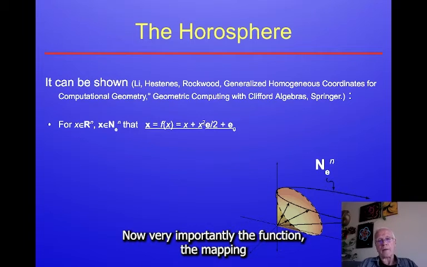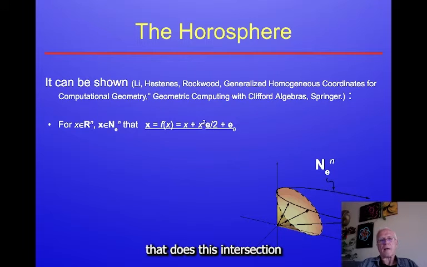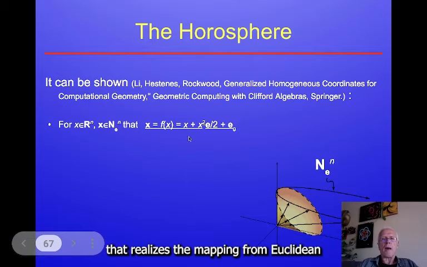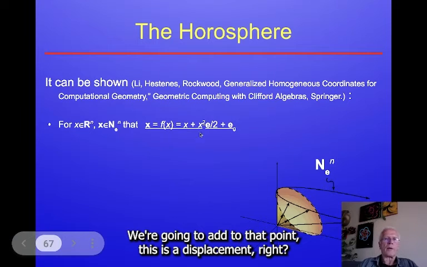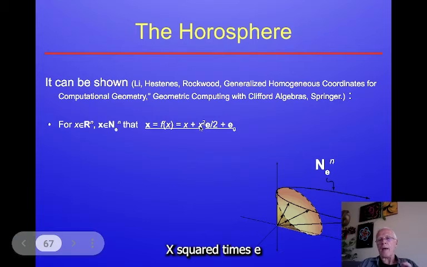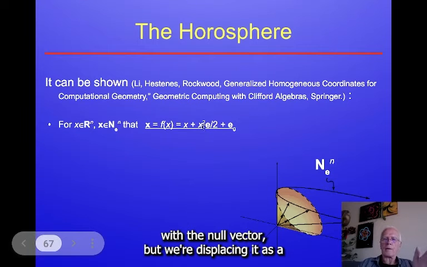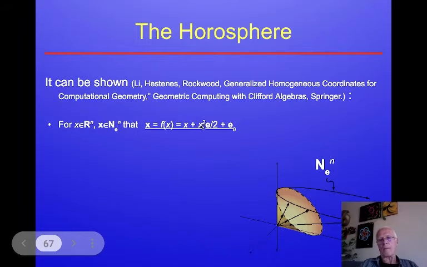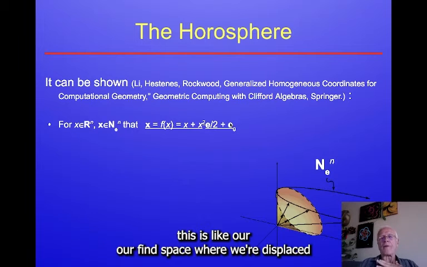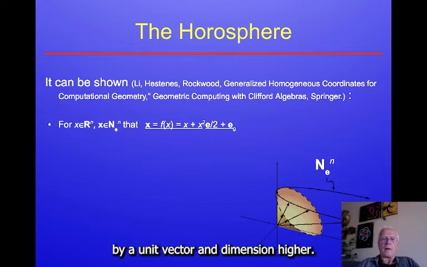Now, very importantly, the mapping that does this intersection, that realizes the mapping from Euclidean space to the horosphere, looks like this. X is a point in Euclidean space. We're going to add to that point, this is the displacement, right? X squared times E divided by 2. This is a scaling factor. So we're displacing with the null vector, but not as a linear map, but as a quadratic map. And then we displace it again with the vector E naught. This is like our affine space where we're displaced by a unit vector in a dimension higher.